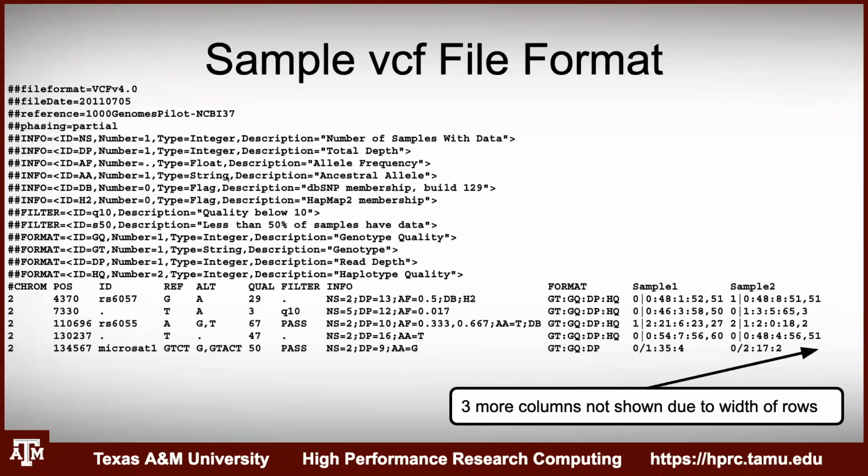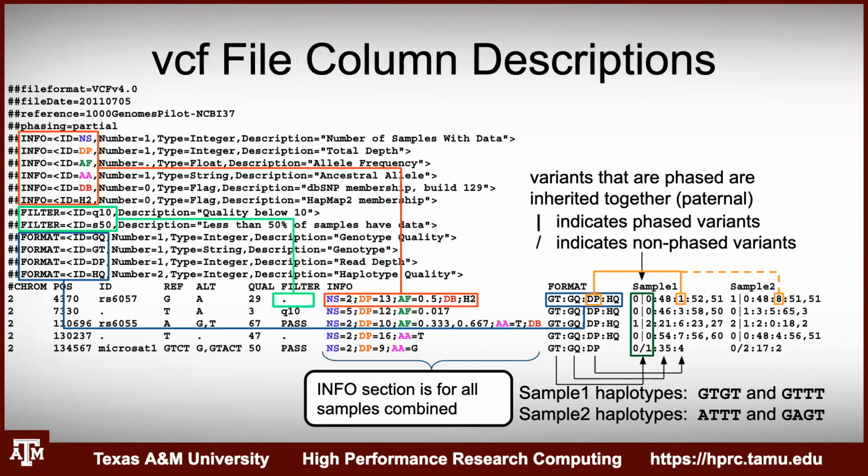It's somewhat similar to a SAM file. You have this header here. Let's go over this. There's quite a bit of information here. So this right here is the info section for all the samples combined. For example, this is the total read depth, the allele frequency, and this is if it's a member of the dbSNP database that you gave it.